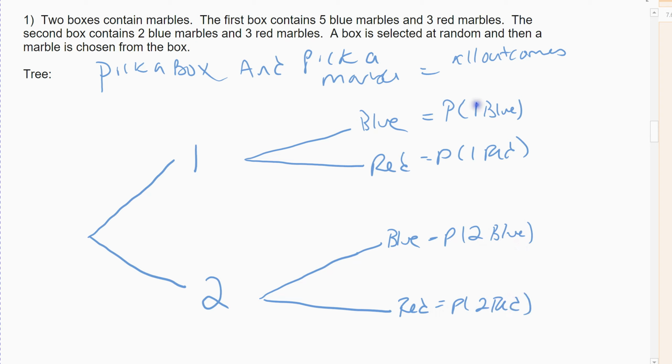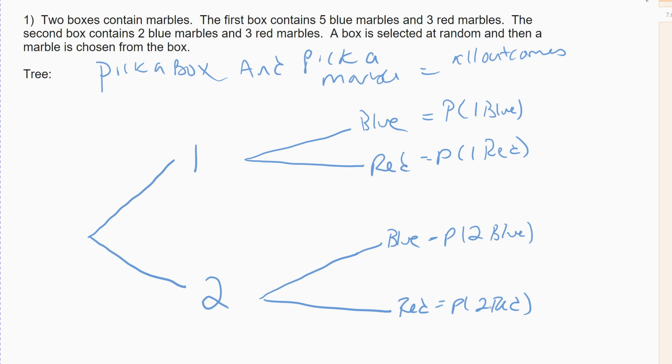Now, this means I've picked 1 and got a blue marble. I've picked 1 and got a red marble. I picked 2 and a blue marble, 2 and a red marble. Alright, then I fill out my tree based on my numbers. So these I actually have to find the probabilities. They weren't given to me. Alright, but they are based on the condition of which box I select.